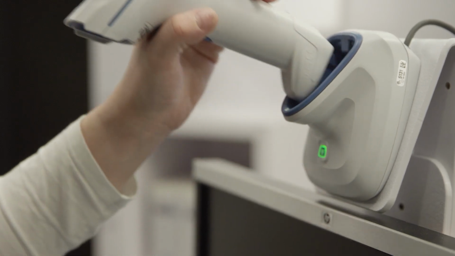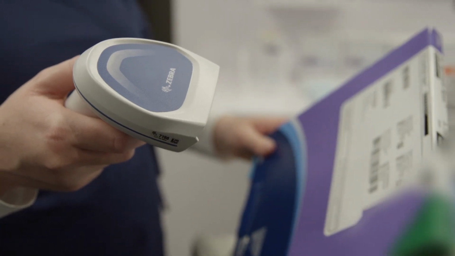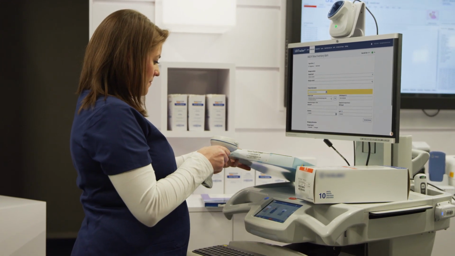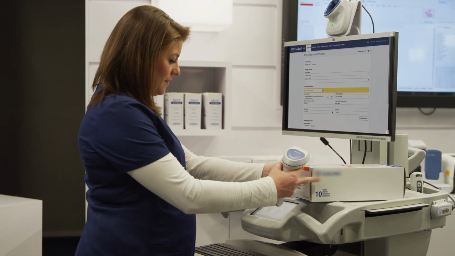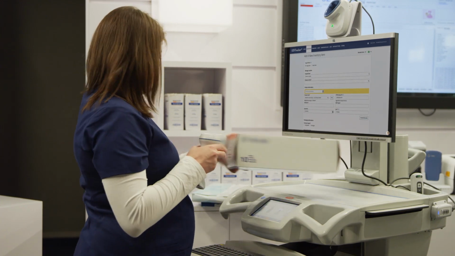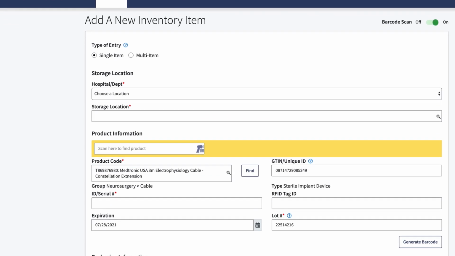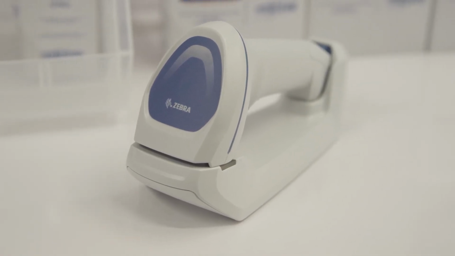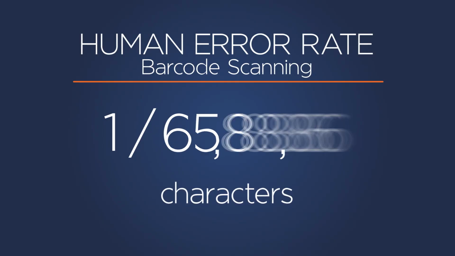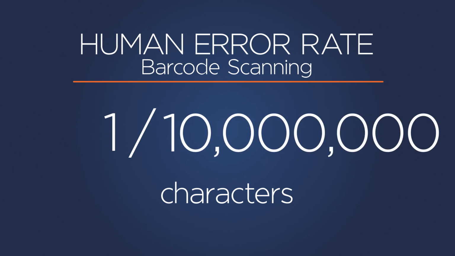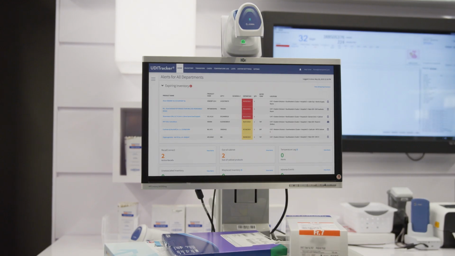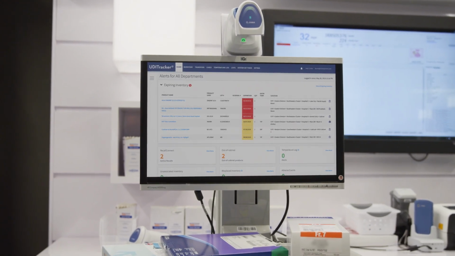Improve accuracy and speed by utilizing barcode technology to scan UDI labels upon receiving inventory and at the point of care. Hospital staff simply can scan the barcode and UDI is accurately populated into the hospital's electronic systems within seconds. With a single scan, the chance for human error is nearly eliminated, reducing error rates to 1 in 10 million characters scanned. With accurate data captured from barcode scanning, hospitals can unlock UDI benefits through an enabling software integrated into the EHR.